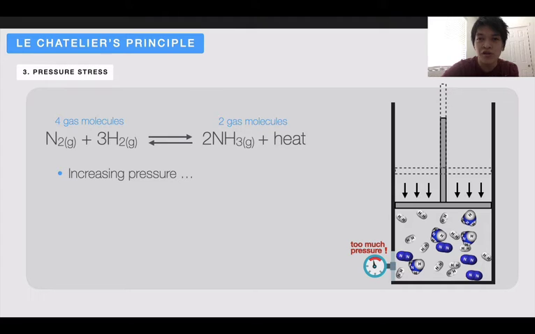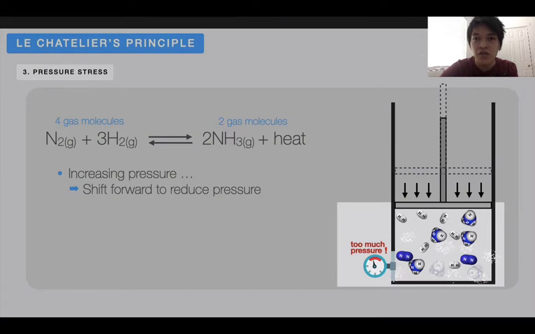Okay, so since there's more gas molecules on the reactant side, having a container full of reactants will exert more gas pressure. So in order to reduce the excess pressure in this example, the system would want to shift in the forward direction to reduce that pressure back. That means some of the reactant molecules will turn into product. Look at the diagram. When the equilibrium system shifts towards the product side, there's fewer total molecules inside the piston, so the excess pressure is relieved.